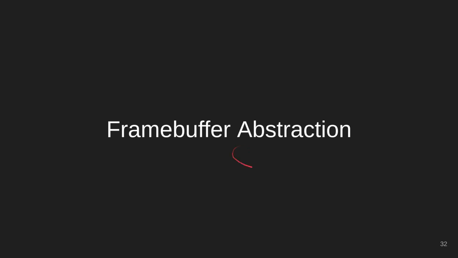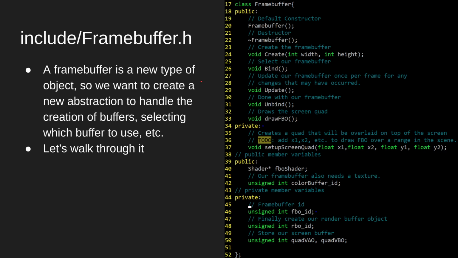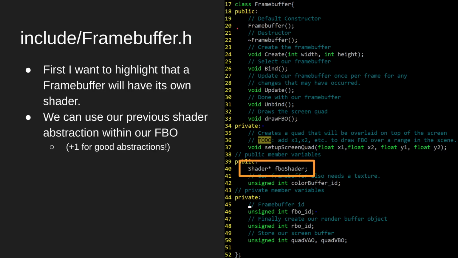Okay, so here's our frame buffer abstraction. This is included with your lab today, but I want to just talk about it with you so you know what you're looking at. So this is a new type of object that we have, and let's look at the different pieces. The first thing I want to show, probably the most important in our first time doing this, is that this frame buffer is going to have another shader. So we're going to have another set of shaders here.